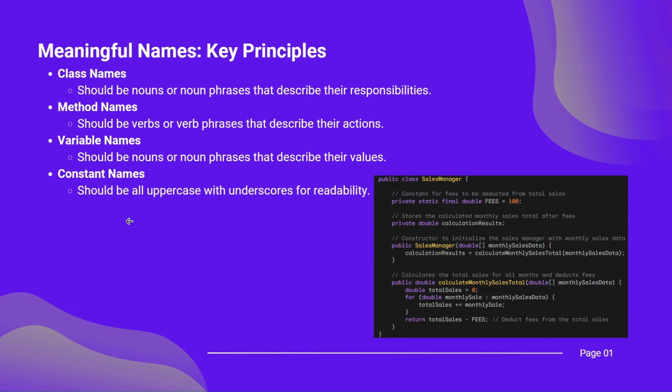These are some tips on how you could name your class names, method names, variable names, and constants. Classes should be nouns or noun phrases that describe their responsibilities. Method names should be verbs or verb phrases that describe their actions. Variable names should be nouns or noun phrases that describe their values. Constant names should be all uppercase with underscores for readability.